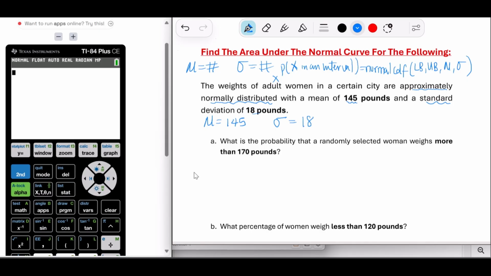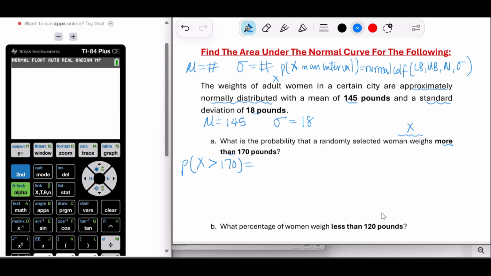Now the question is, what is the probability that a randomly selected woman weighs more than 170 pounds? The weight of the woman is the x, our random variable. More than means greater than 170. So this is how you break down the question.